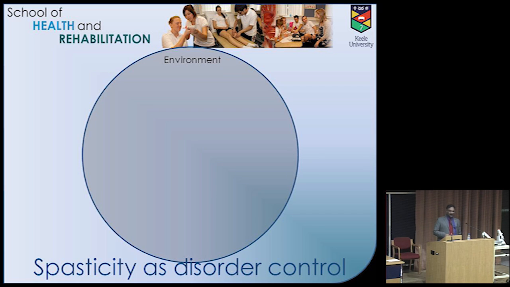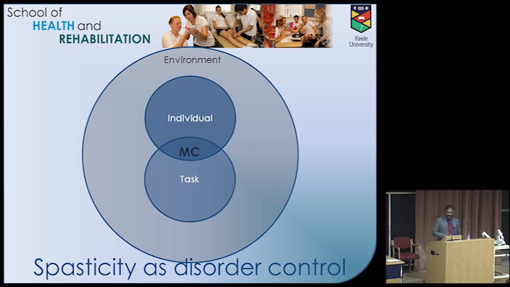If I take the model again, that was graphical, this is Venn diagram based. If we took environmental conditions, an individual carrying out a task, the ability to carry out the task is what we would call motor control. Now, we assumed at the start of this work that spasticity interfered with this motor control.